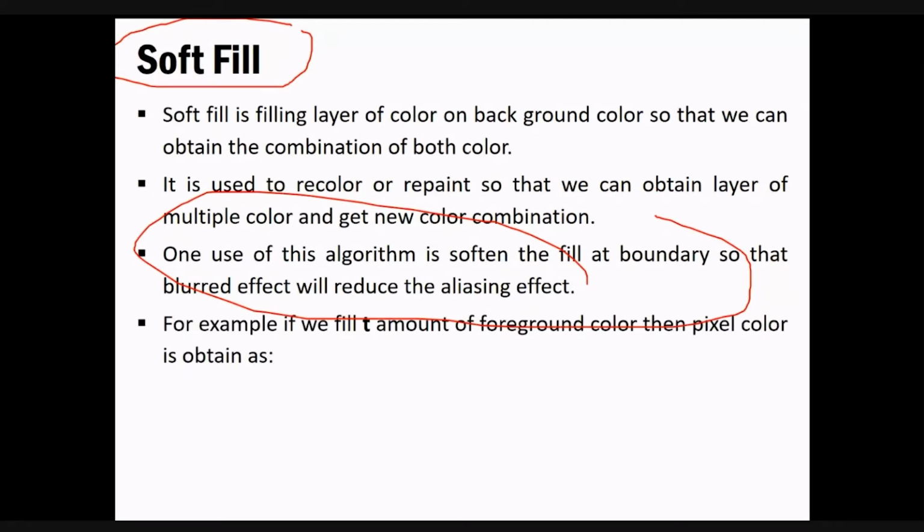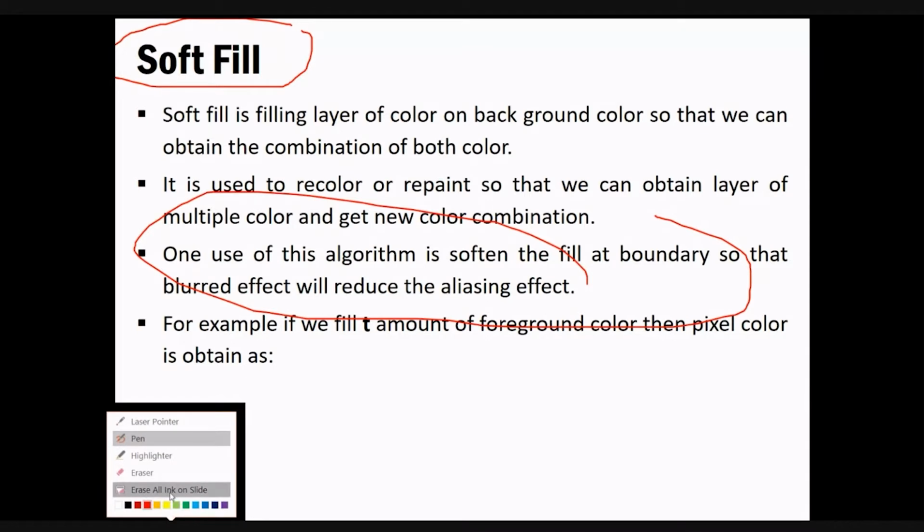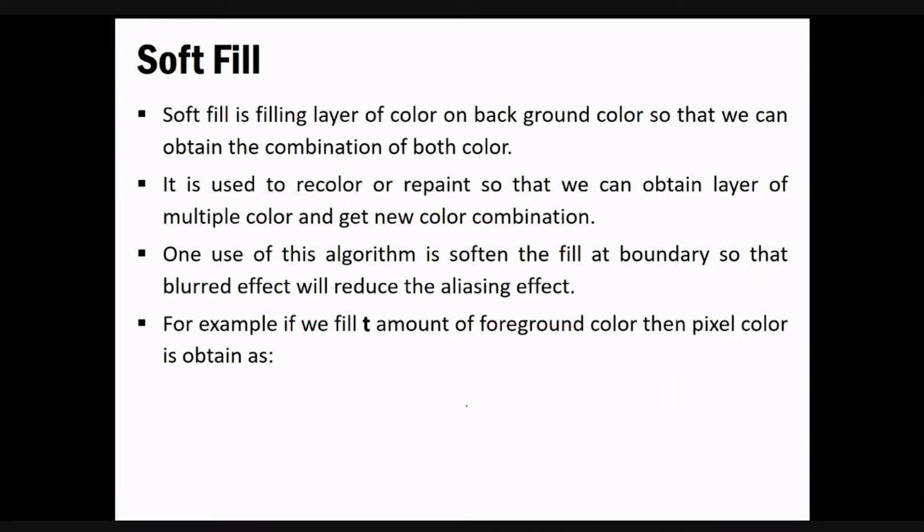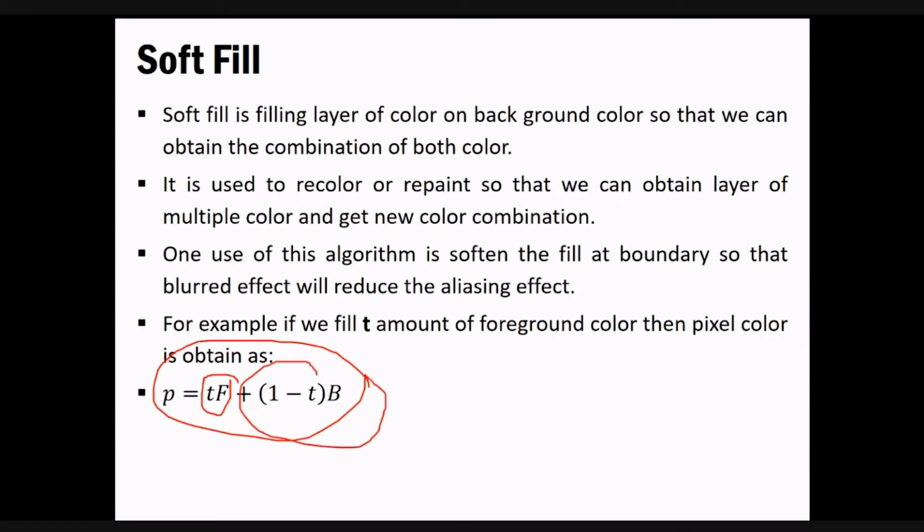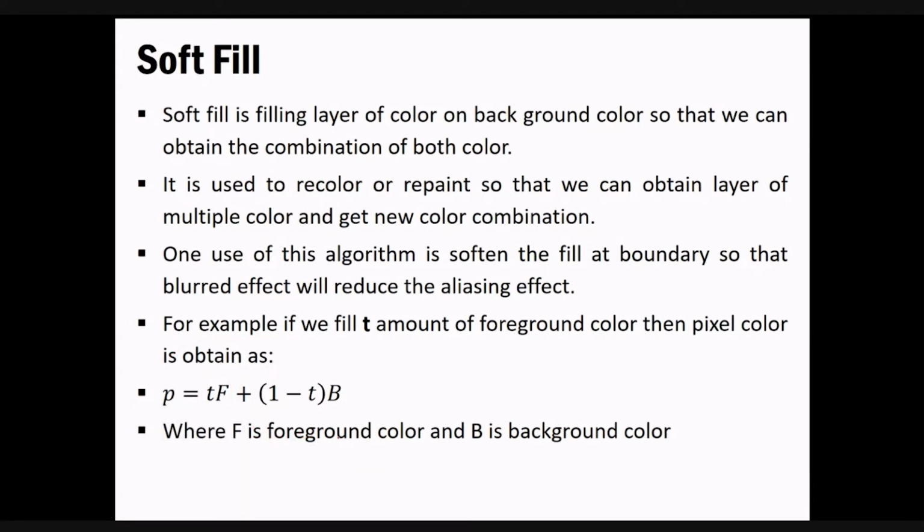What it says is if we fill t amount of foreground color, then the pixel color is obtained as given in this equation. So we have P equal to T F, that is, T amount of foreground color F, added to the background color, where F is the foreground color and B is the background color. We need to multiply the background by its coefficient, so it is (1 minus T) times B. It gives you the new color, whatever you have added to the background color.